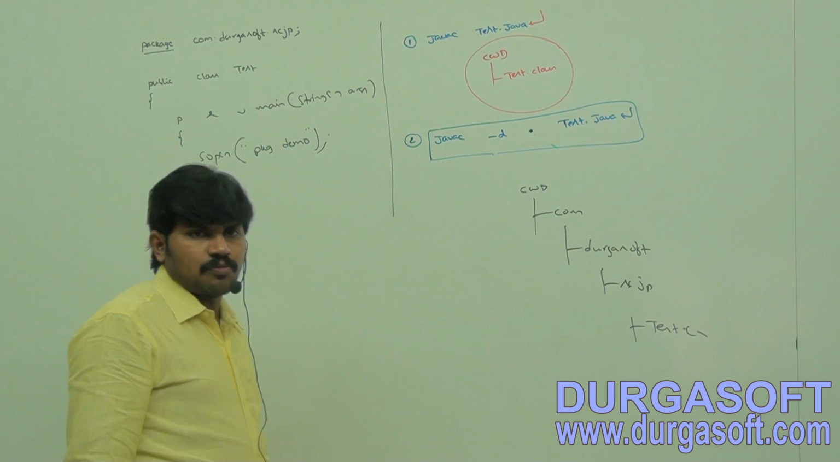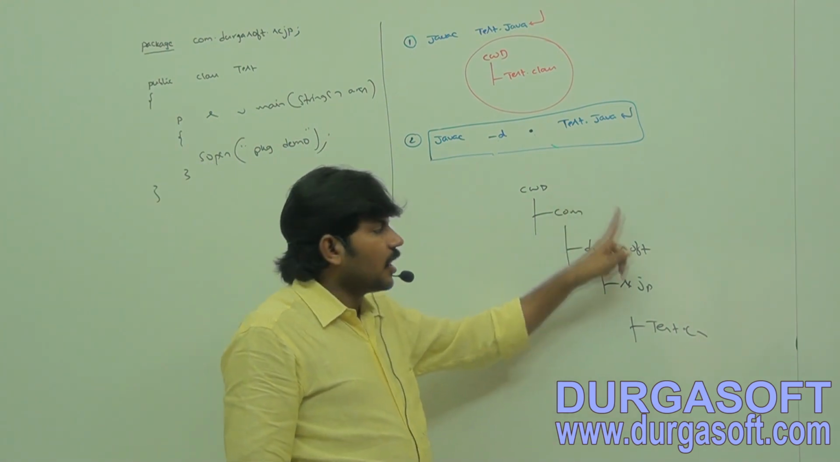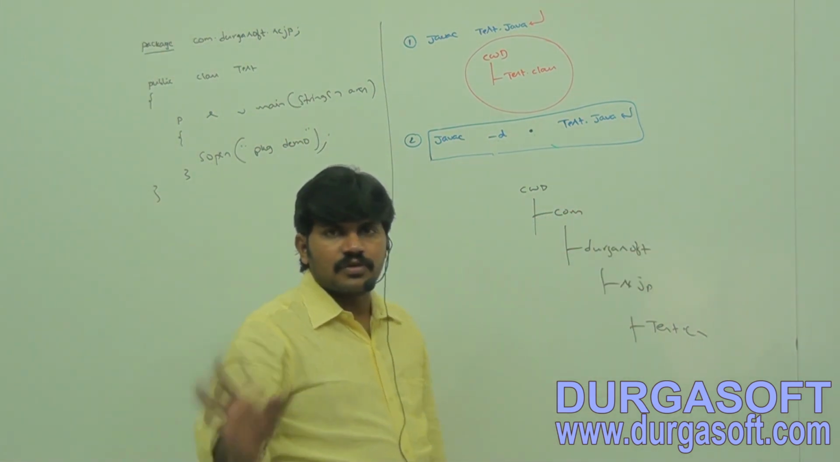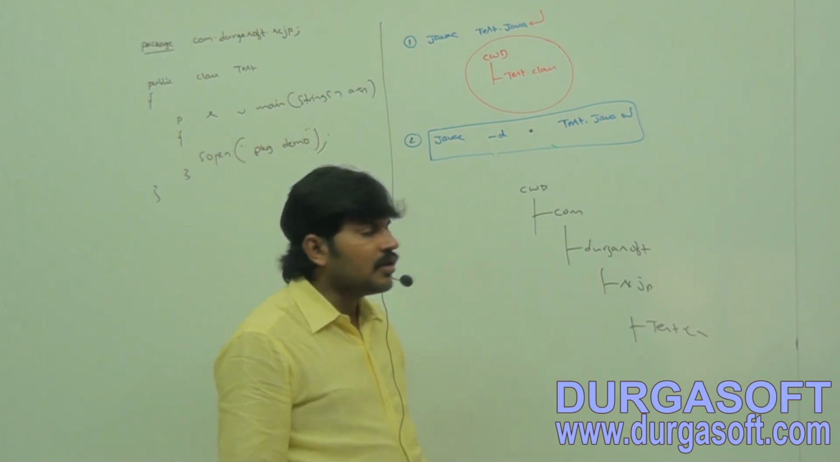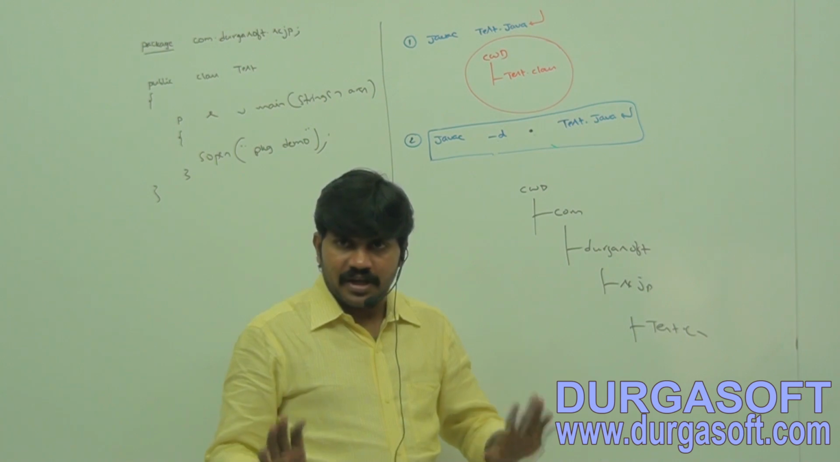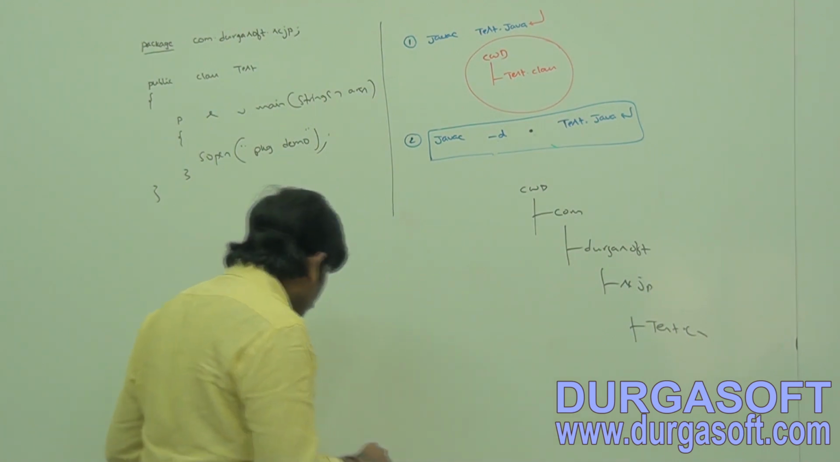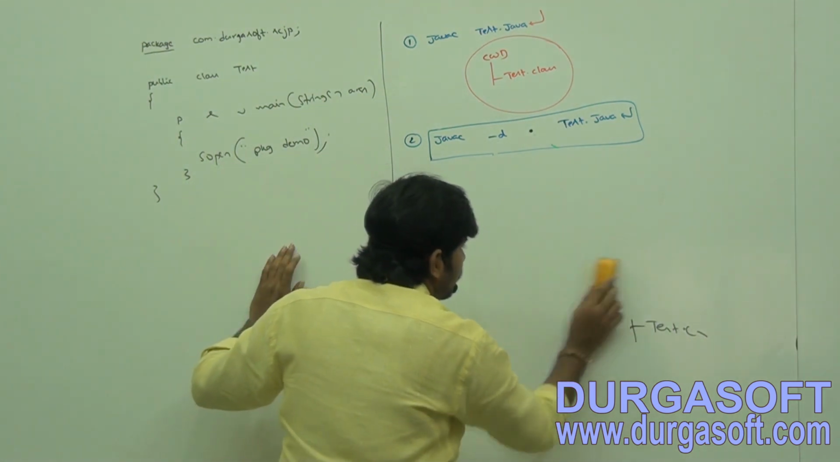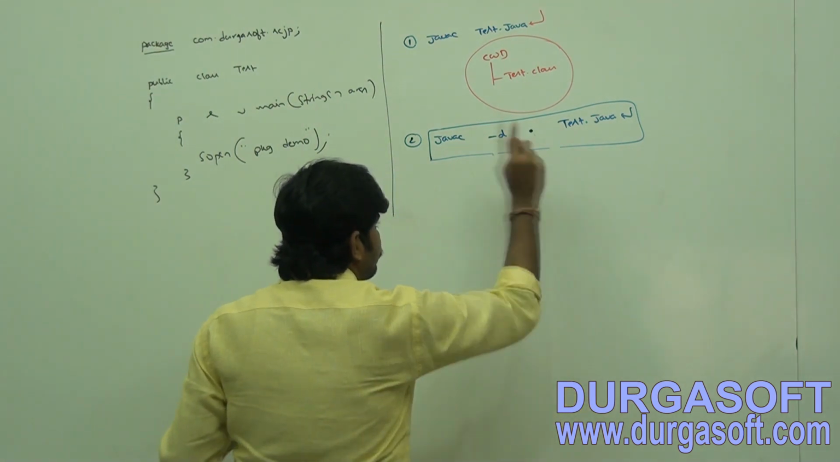So this is the first variation. Whether com is there or Durgasoft is there, we are not required to check. If it is not already there, happily this command is going to create that package structure. Now the second point, analyze this point well.